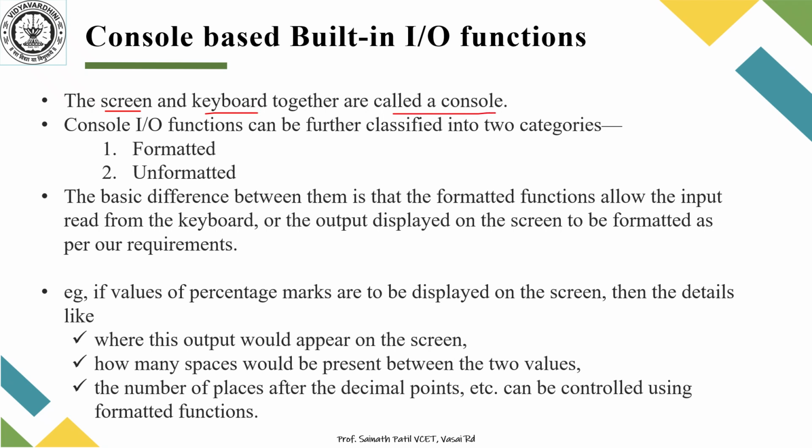Console IO functions can be divided into formatted and unformatted functions. The basic difference between formatted and unformatted is that formatted functions allow input read from the keyboard and output displayed on the screen to be formatted as per our requirement, and unformatted doesn't allow you to format. For example, in case of formatted, if the values of percentage marks are to be displayed on the screen, then details like where this output would appear on the screen, how many spaces should be there in between two values, and the number of places after the decimal point can all be controlled using formatted functions.